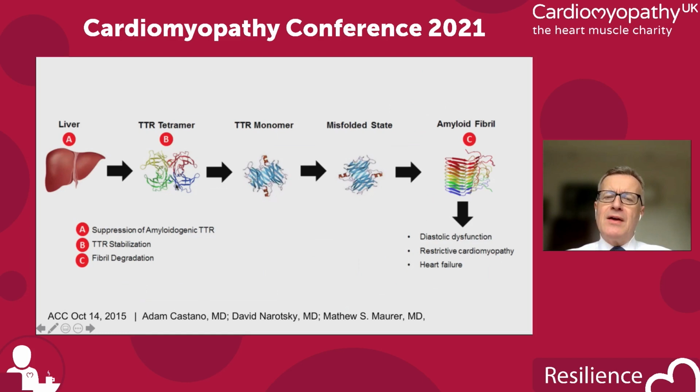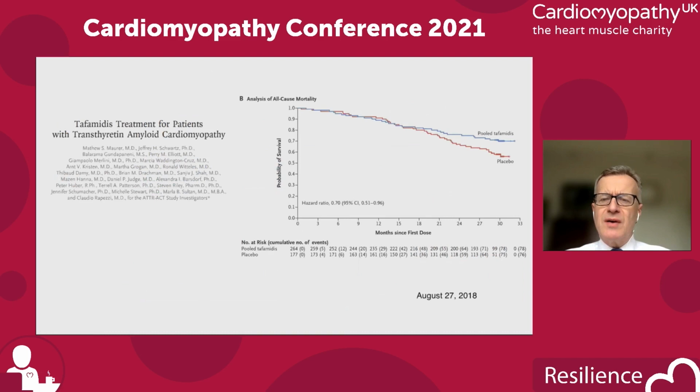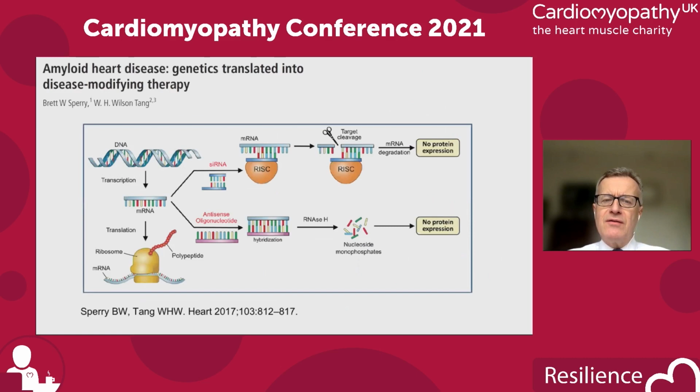We now have drugs that prevent this dissociation, this breakup of this protein, in particular a drug called tafamidis, which has been shown in a randomized trial to significantly improve prognosis and to reduce hospitalization and to prevent the decline in functional symptoms. And there are now newer therapies that are being trialed, which may turn out to be even more effective than tafamidis, which actually stop the gene that produces that protein transthyretin from doing so, what we call RNA therapies.